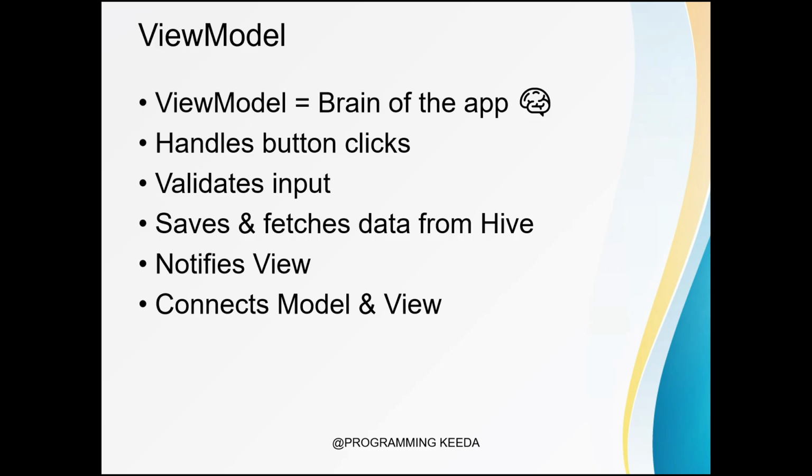Next is the view model. The view model is the brain of the app. It handles the button click, input validation, saving data, and fetching data from the Hive database. It notifies the view of data changes and connects the view and model. It talks to the model and the view updates automatically. That's why MVVM makes your app clean, scalable, and testable.